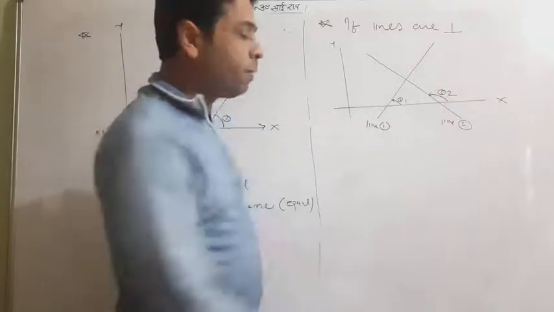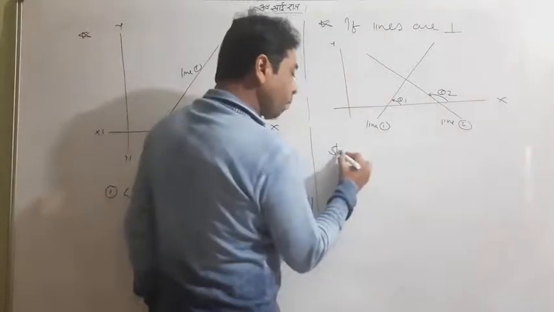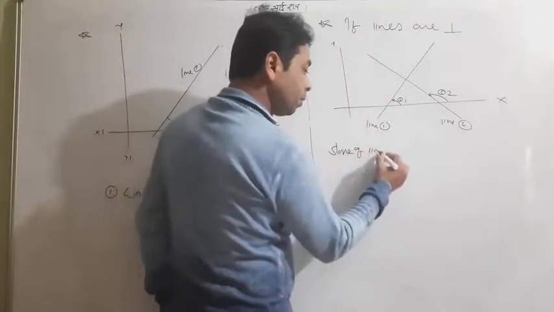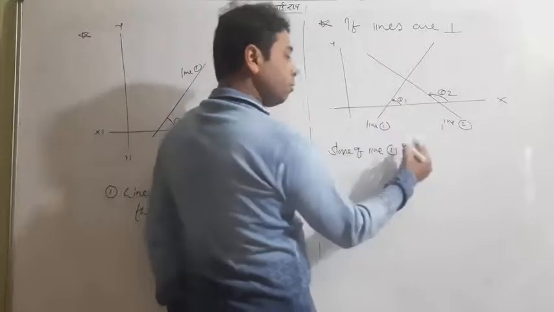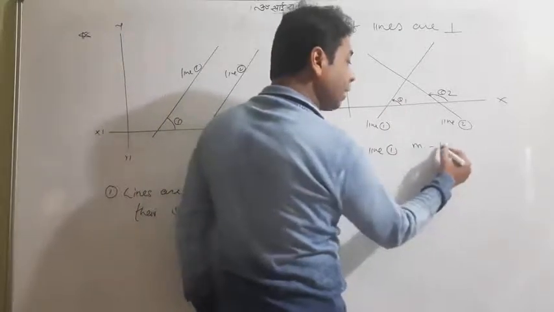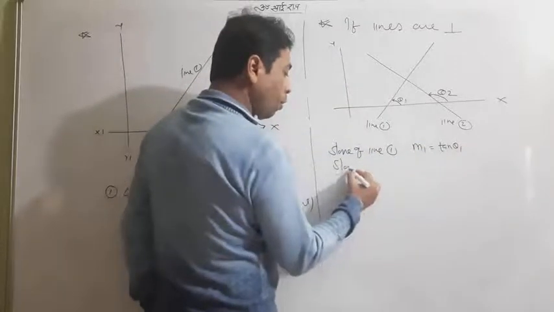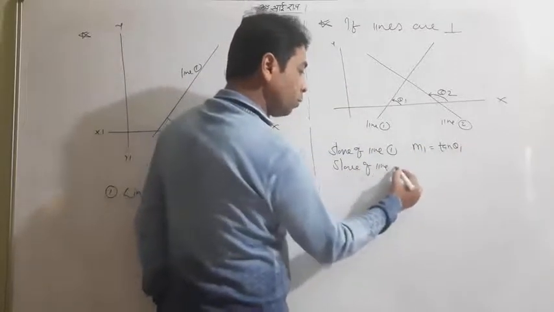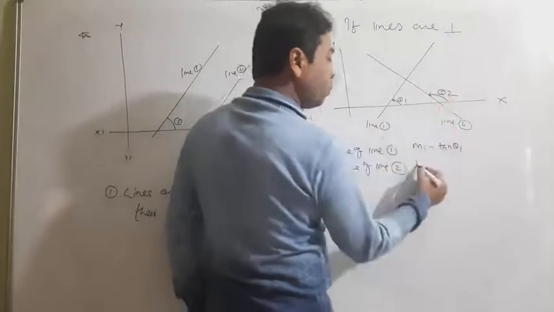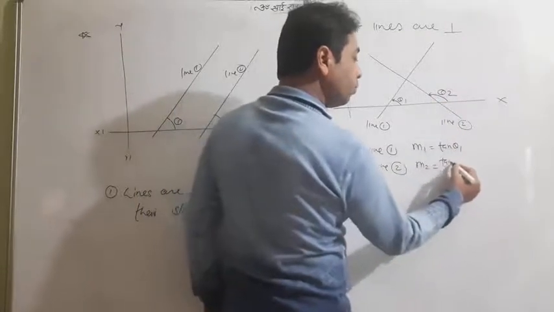So I ask you one thing: what is the slope of line 1? It depends on theta 1, tan theta 1. So I say it is m1. And the slope of line 2, which is m2, equal to tan theta 2.